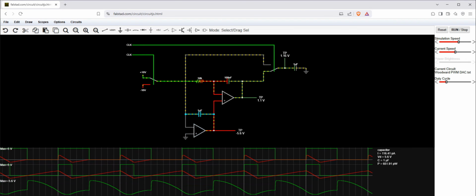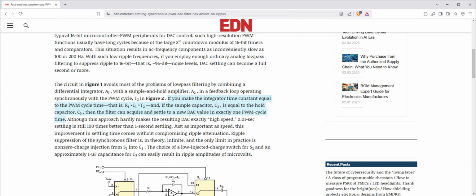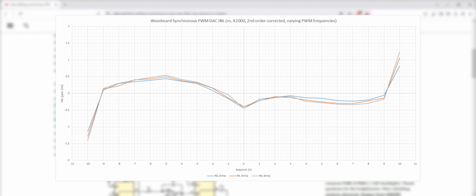Since the design calls for the PWM period to match the integrator RC time constant, I was curious to see what effect changing the PWM frequency by a small amount would have. With the 1 volt steps I was using for the INL tests, this didn't make any difference. The real problem came when using a smaller step size, at which point the INL worsened greatly, highlighting the importance of good time constant matching.